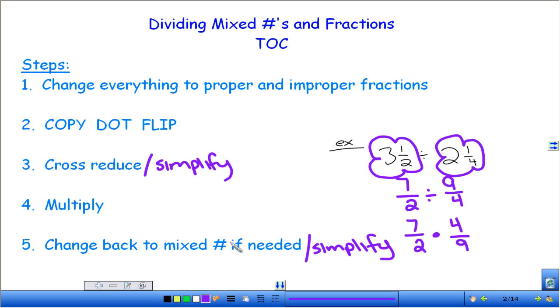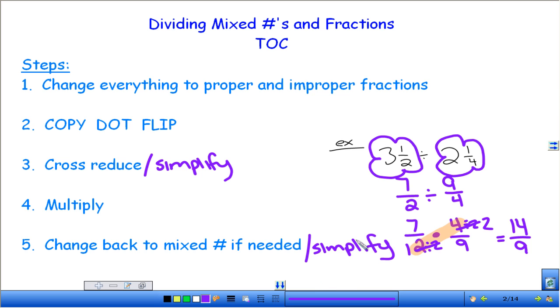Now we just multiply like normal, so we're going to look for some cross reducing. So what can we pull out of 2 and 4? 2. What's 2 divided by 2? 1. What's 4 divided by 2? 2. Can I cross simplify the 7 and the 9? No. So we just multiply across. What's 7 times 2? 14. And 1 times 9 is 9.